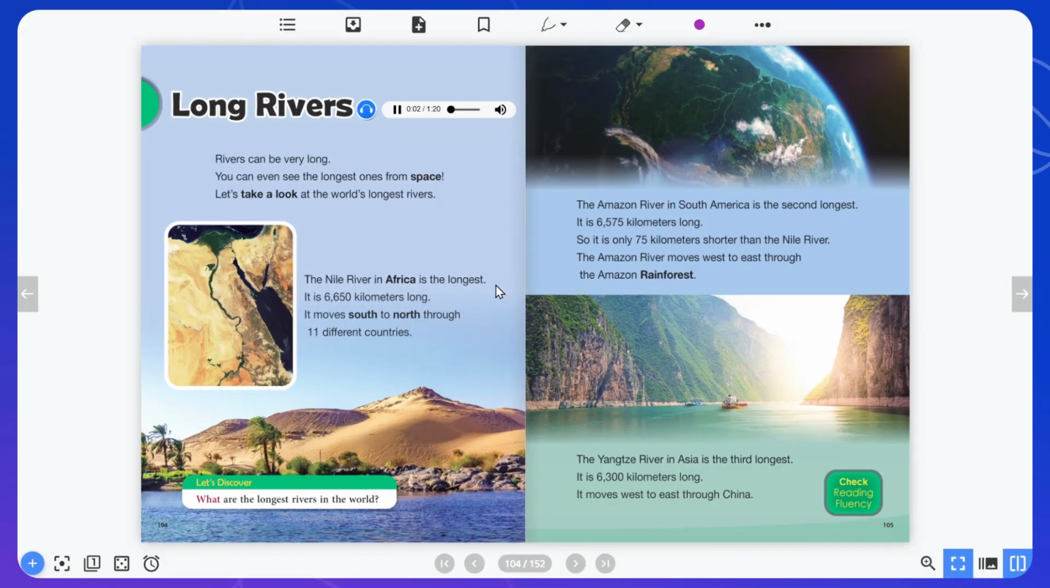Long rivers. Rivers can be very long. You can even see the longest ones from space. Let's take a look at the world's longest rivers.